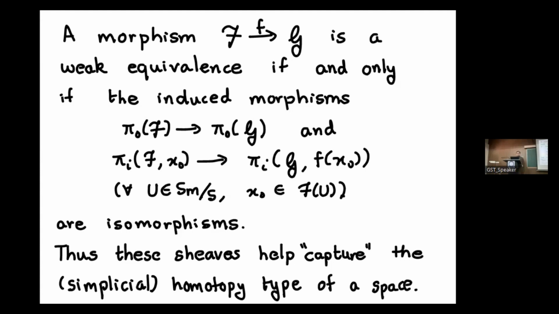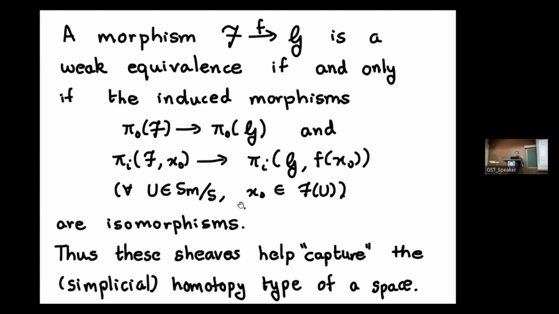And then the result is that a morphism is a weak equivalence if and only if the induced morphisms on pi naught and pi i's are isomorphisms. When I say isomorphism for pi i, I'm talking about going over all u's and all possible base points that you may want.